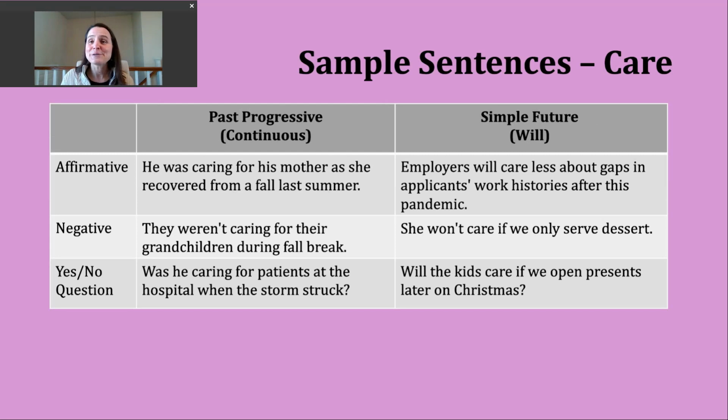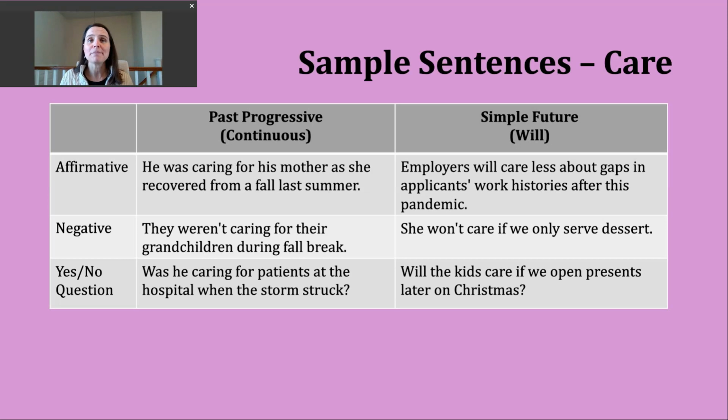Let's continue using our verb of the day, care, now in a couple different sentences, or verb tenses, pardon. We're going to practice the past progressive or the past continuous today and the simple future using will. Let's start with our past progressive. We need two parts to make this verb tense. We're going to use a past form of be, so that's was or were, and then we're going to use the ing form of the verb.